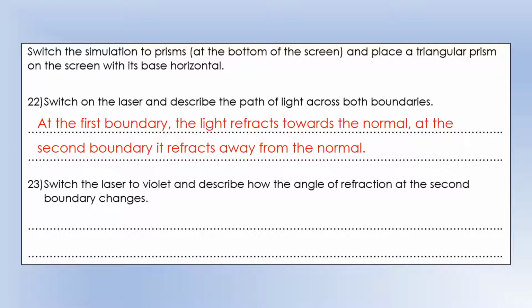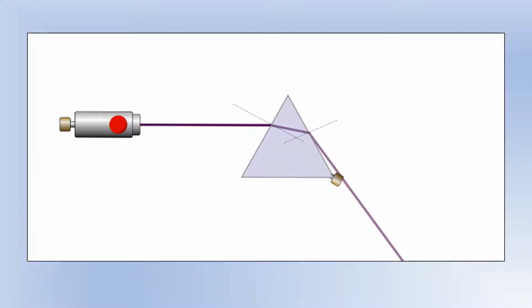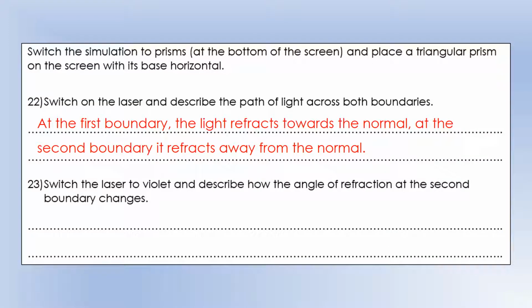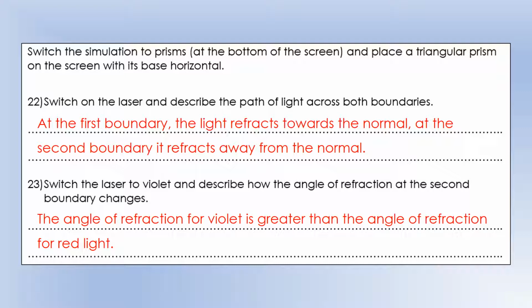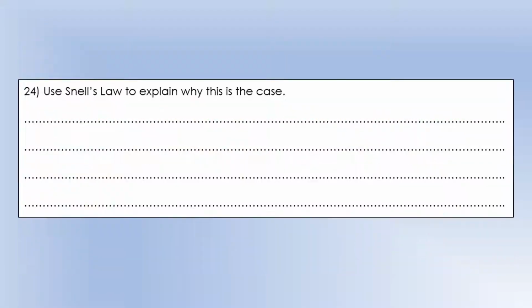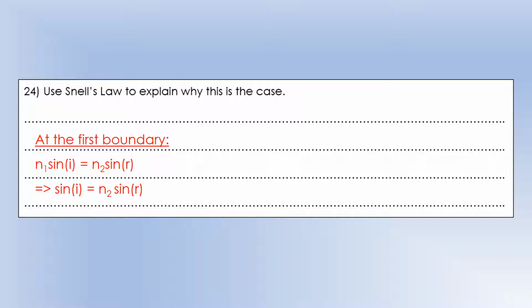Switch it to violet and describe how the angle of refraction changes. So there we go, we can see it with violet. At the second boundary, the angle of refraction for violet is greater than the angle of refraction for the red light was. Okay, so why is that? Actually, we're going to look at the first boundary because that's got the most similarities between the two lasers. That's where we're going to be able to explain it the easiest.